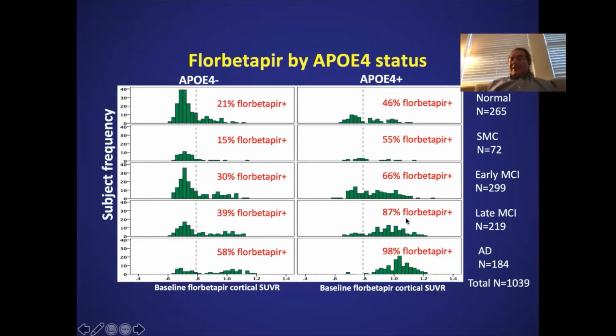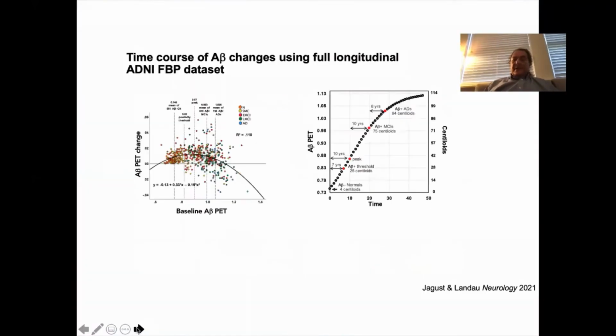So even if you have advanced late MCI, if you're ApoE4 positive, now your chances are almost 90% that you've got Alzheimer's, but 40% don't have it, okay? If you're late MCI and ApoE4 negative, only 40% are amyloid positive, so 60% are amyloid negative. So this is a big contribution of ADNI showing this, and many papers written on this.